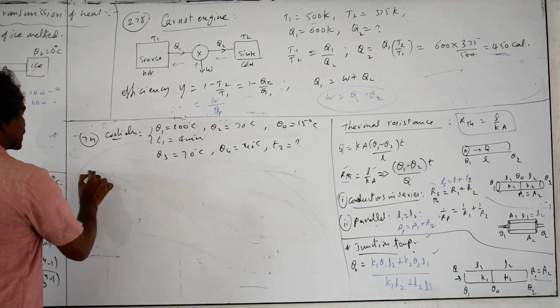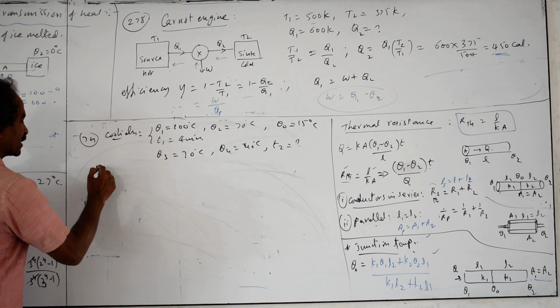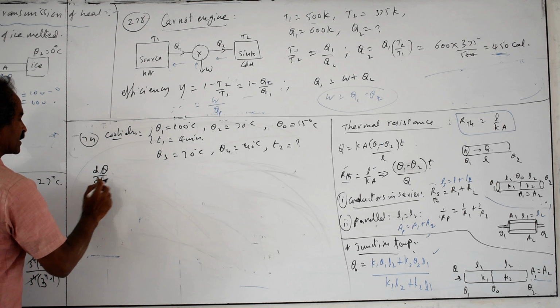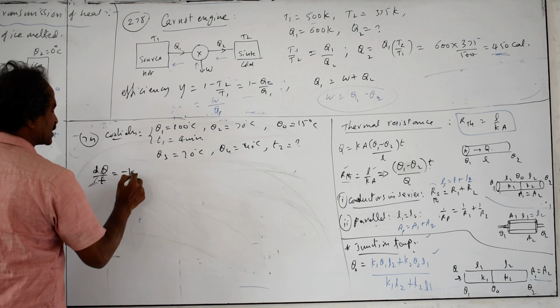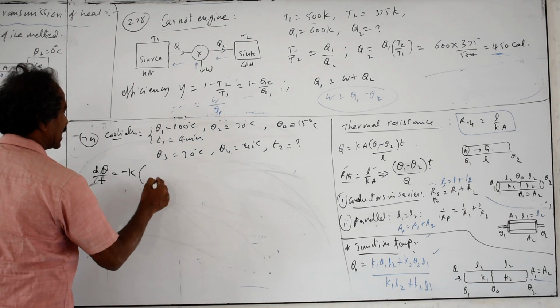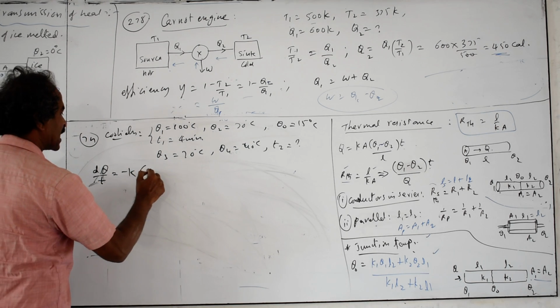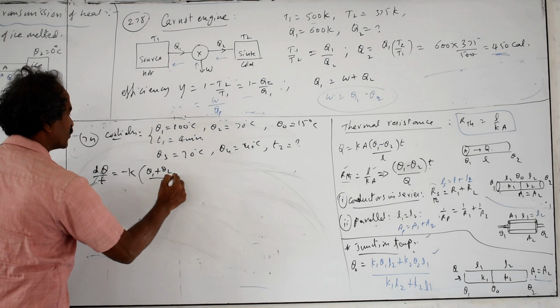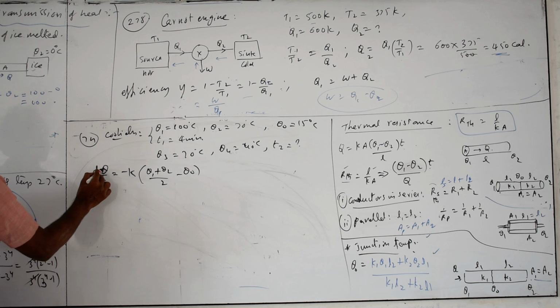The calculation for this: rate of cooling is dθ by dt, not dQ by dt. It is dθ by dt equals minus K, where minus indicates that as the time increases the temperature goes on decreasing, into the mean excess temperature of the object over the surroundings. Mean means average: (θ1 + θ2)/2 minus θ0. θ0 is the surrounding temperature, ambient temperature. dθ is the temperature difference.